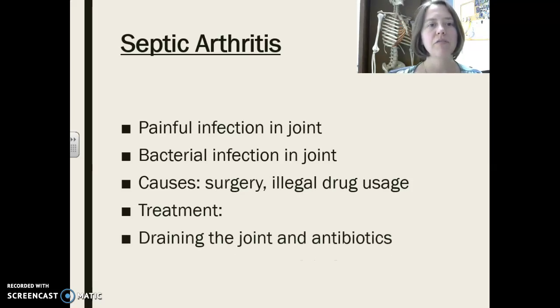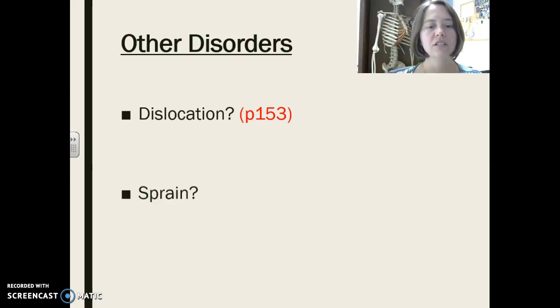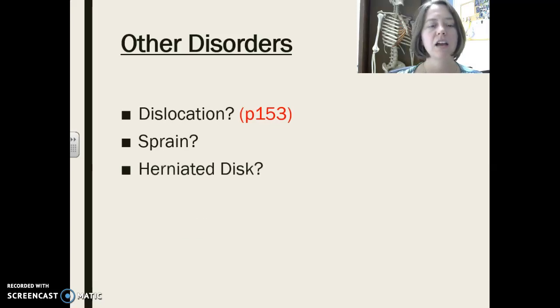Treatment: what would happen if you got septic arthritis? Often the doctors would drain the joint because there's lots of inflammation and swelling, and also use antibiotics to cure that bacterial infection. Before we jump into other disorders, talking about prevention, the major prevention would be don't use illegal drugs. I would like you to look at these other disorders and then be able to tell me about them in class. On page 153: dislocations, sprains, herniated discs, and gout.